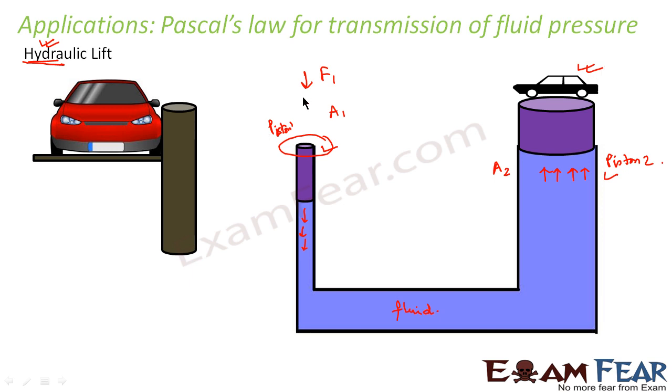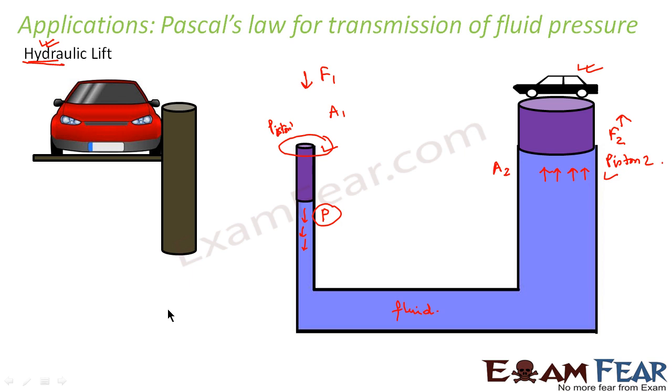So, what did we observe here? We applied a force F1 on this cross-sectional area A1. As a result, a pressure was exerted. Let us say that pressure is P. That pressure P is exerted, and this resulted in a force on this area A2. Let us say this resulted in a force, say F2, along the larger cross-sectional area piston. However, the pressure remained the same here also.